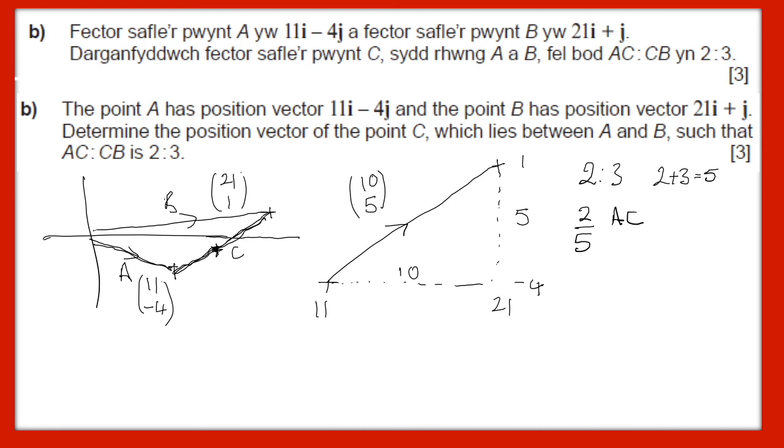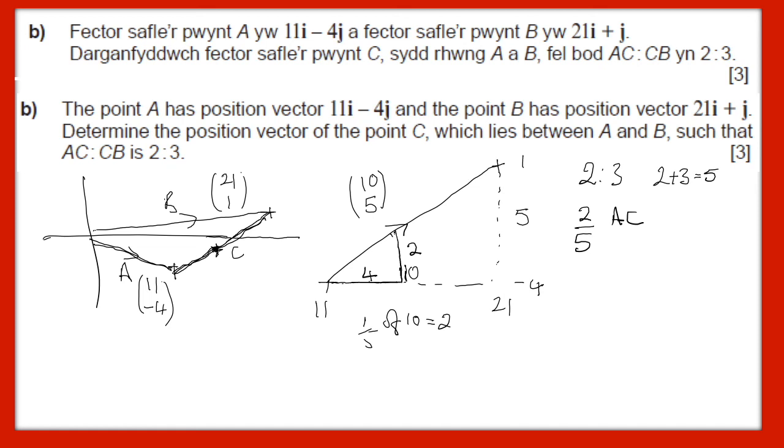Now the triangle has got to be similar because the angles are the same. So 1/5 of this side is equal to 2, so my 2/5 has got to be equal to 4. 1/5 of this side is 1, so 2/5 has got to be equal to 2.